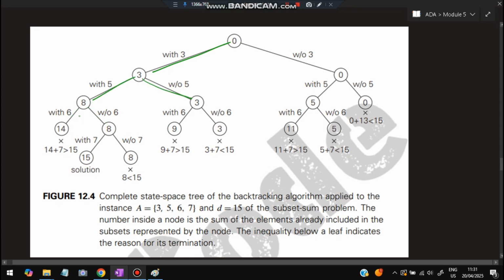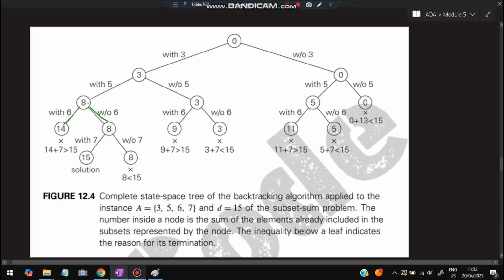If I do 3 with 5, it will become 8. The next element is 6, with 6 and without 6. With 6, it will be 14. But I have to find 15, and after 6 I cannot select 7, because 14 plus 7 will be greater than 15. I cannot reject 7 either, because then it will be just 14. I need 15, so this is not a right answer.